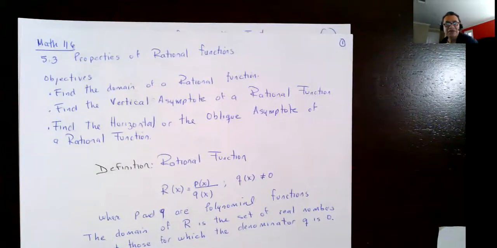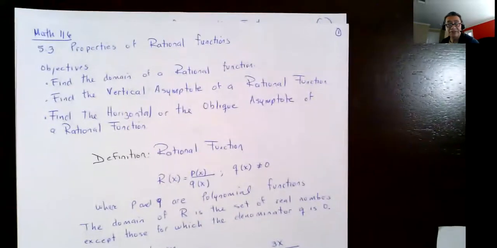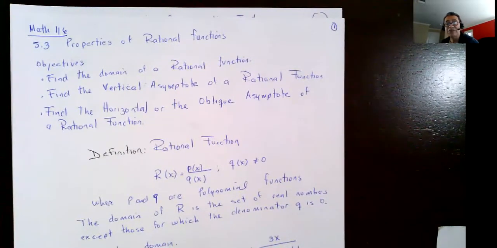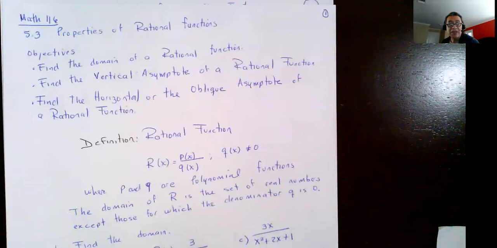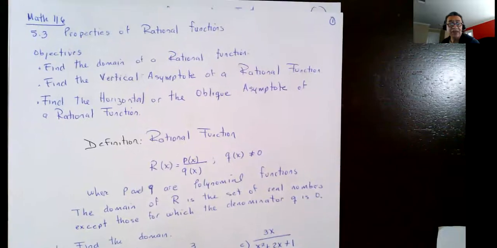All right, so let's start with the definition, what a rational function is. Notice, a rational function is formed when you divide a polynomial by another polynomial. In other words, R of x is equal to P of x divided by Q of x, where P and Q are polynomial functions. Notice what it says here. The domain of R of x is the set of real numbers except those for which the denominator Q is equal to 0.